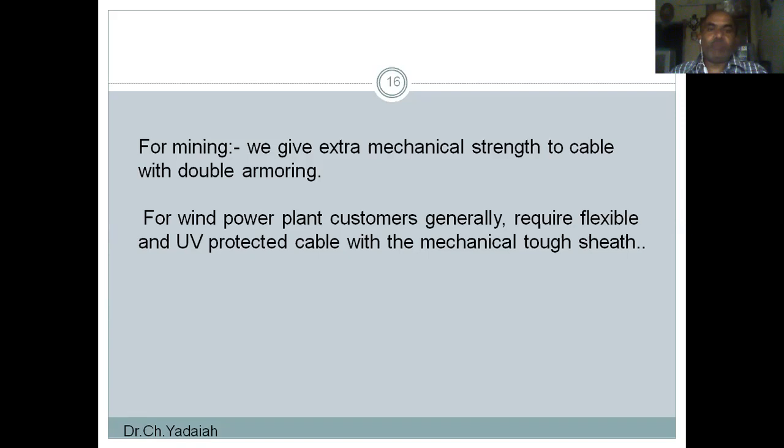For wind power plants, customers generally require flexible and ultraviolet protected cables with a mechanical top sheet, because they are exposed to atmospheric conditions. So based on the requirements of the consumers, we have to design the cables by taking these considerations into account.